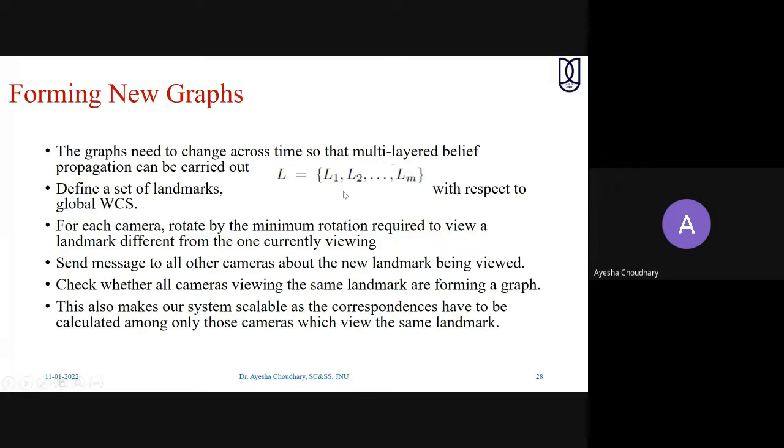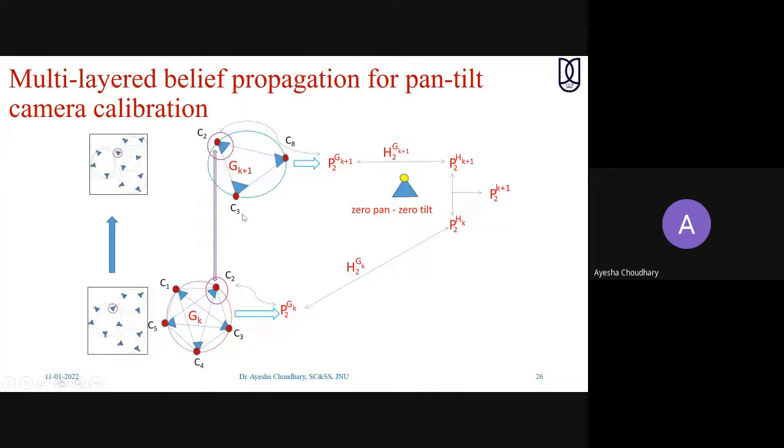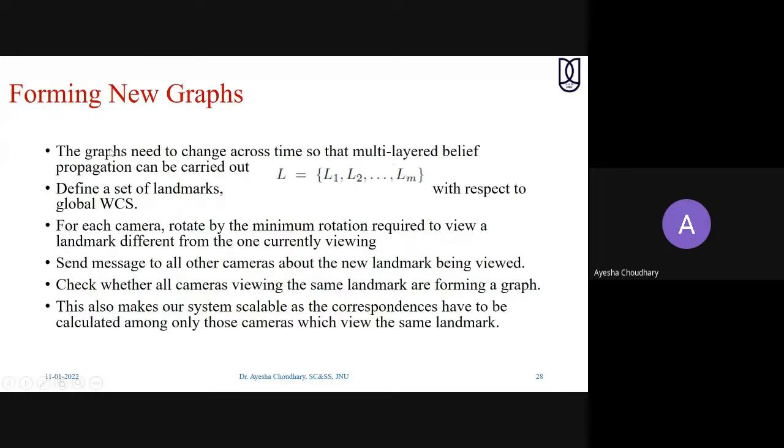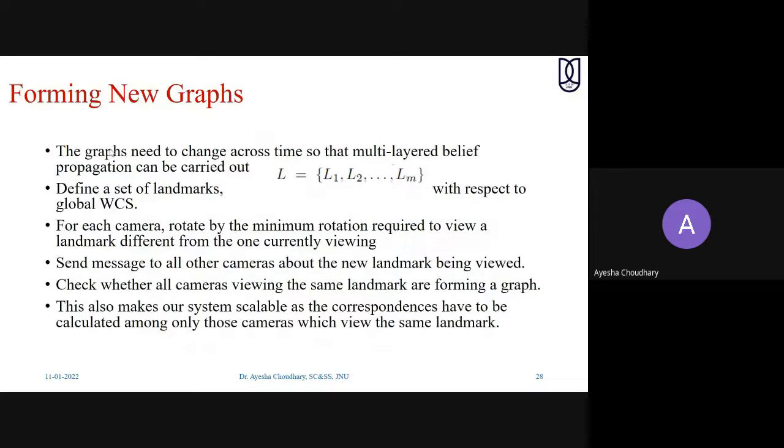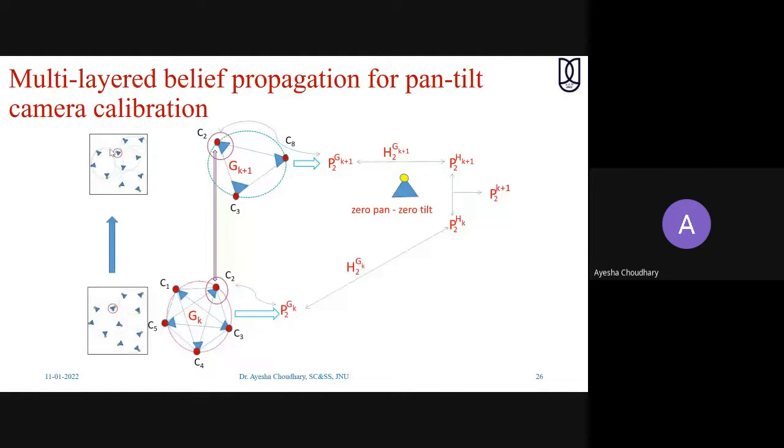Now, to be able to do my multi-layered belief propagation, I need the network to change after a certain time period. Because if the network does not change, then this is as good as a static camera network and I am not able to change between the pan and tilt. So we need to form new graphs, and therefore what we do is make the cameras look at new landmarks in the system so that the camera network keeps changing. Once the new graphs are formed, we repeat this procedure to calibrate the complete system.